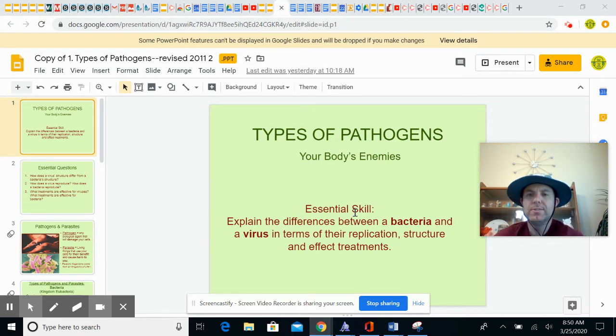Talking about pathogens to start off our immune system unit. Talk about things like bacteria and viruses, the differences between them, and how they're treated. We're going to get into fungus, and we'll talk about worms. So anyway, it's a fun subject.